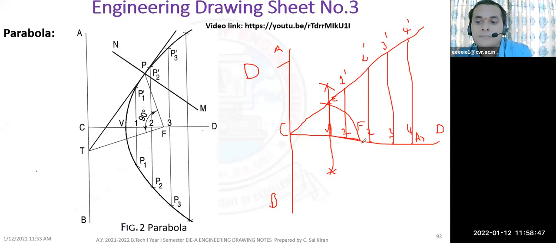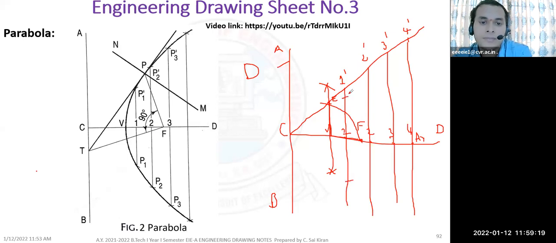Okay. Every time the center is the focus. Focus is somewhere here. What I have to do is measure 1 to 1 dash. What is the radius of 1 to 1 dash? I have to keep the center at F, and I have to extend this line below also. I'm measuring the distance 1 to 1 dash. F is the center. For all of parabola, hyperbola, F is the center. And I'm cutting my point here, above and below. This point will become P1, and this will be P1 dash.